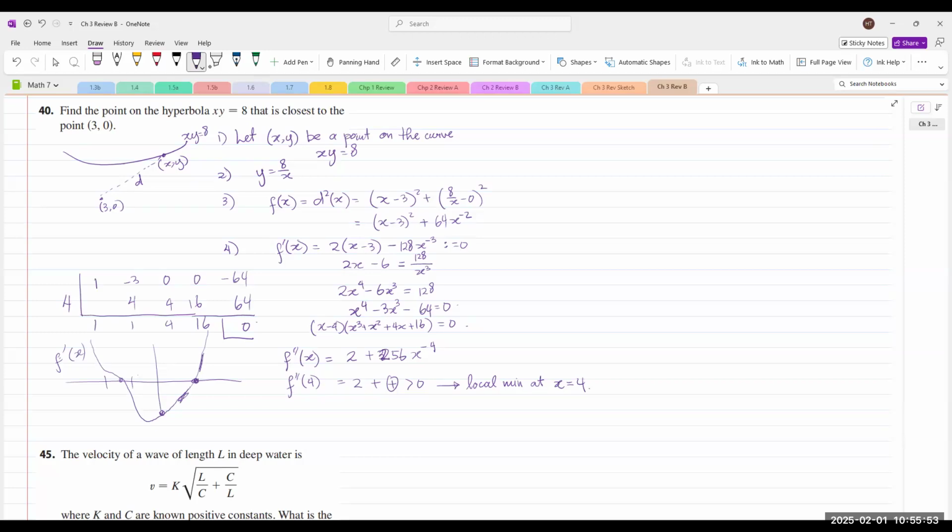Okay, so I will say, assuming this is the only local minimum, then the coordinate will be, when x equals 4, then y will be 2. The coordinate (4, 2) is a point on the curve xy = 8 closest to (3, 0). Okay.